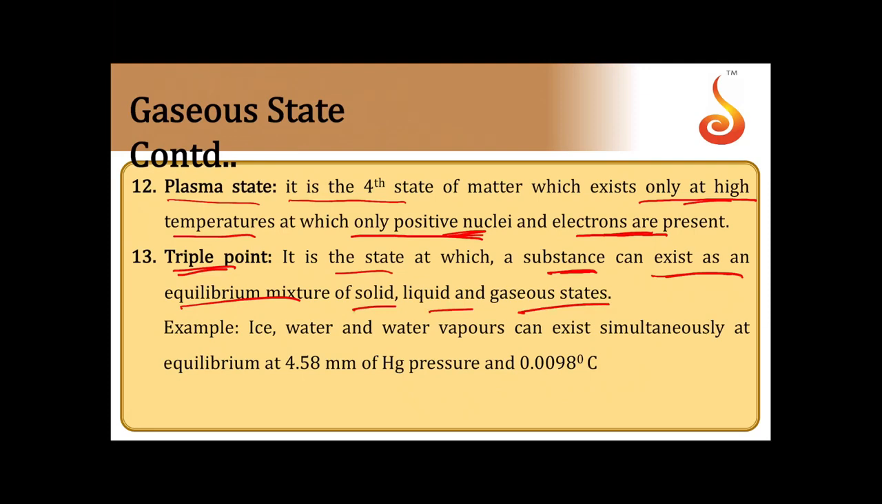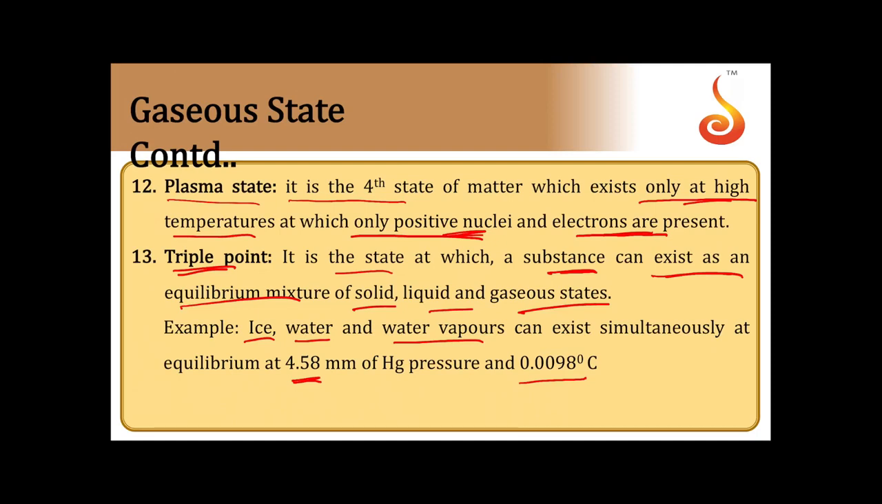For example, when you consider the water molecule: ice, solid state; water, liquid state; water vapor, gaseous state. All three should exist at equilibrium, and the conditions are 4.58 millimeters of mercury pressure and 0.0098 degrees Celsius. All three states of H2O exist in equilibrium simultaneously. So that point is called the triple point. At the triple point, all three states of matter will be in equilibrium. Three states of matter means here gas phase, liquid phase and solid phase.